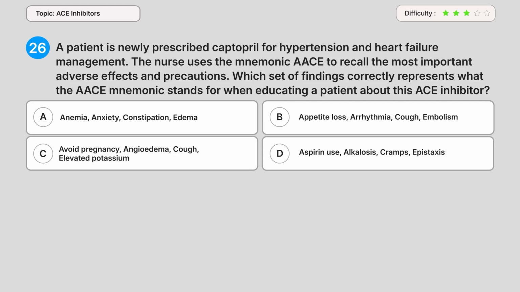A. Anemia, anxiety, constipation, edema. B. Appetite loss, arrhythmia, cough, embolism. C. Avoid pregnancy, angioedema, cough, elevated potassium. D. Aspirin use, alkalosis, cramps, epistaxis.